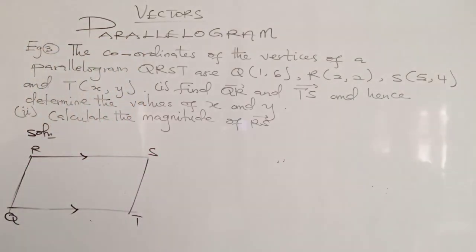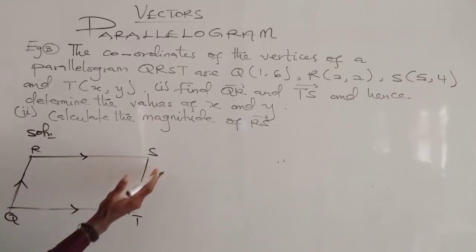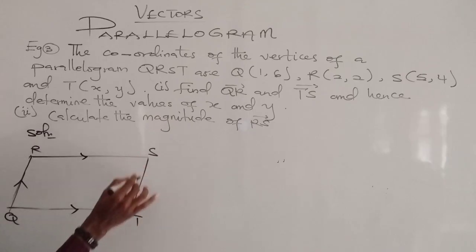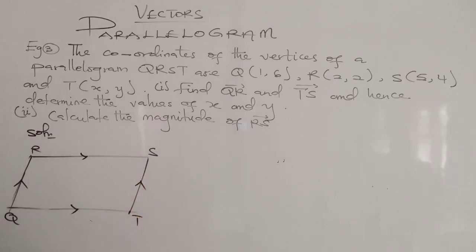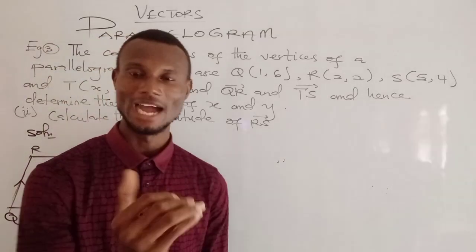Now let me go ahead, I can choose to move from Q to R, so my arrow will point towards R. And of course, it means that when I come to the opposite side, I'll move from T to S. I hope the explanation is clear enough up to this point.